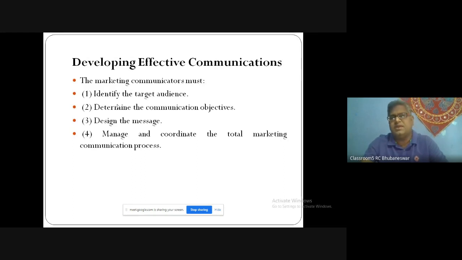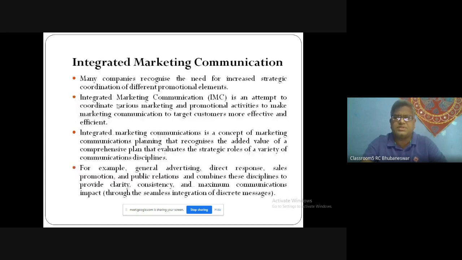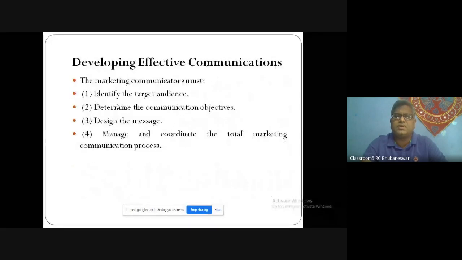Another one is how to develop your effective communication. If you talk about a marketing communicator, it must identify the target audience. Who are the audience? What is the objective of the communication? What is the design of the message? How to coordinate the total marketing communication process? That type of objectivity can arise through effective communication.